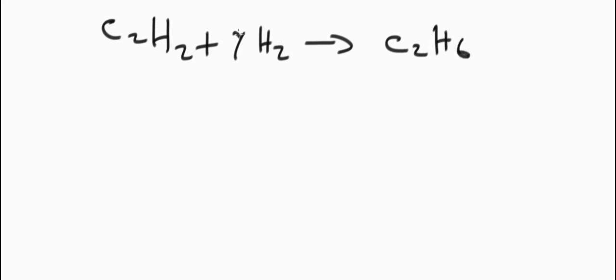So we have to balance the chemical equation. To balance this, we have 2 atoms of carbon here, we have 2 atoms of carbon here, so carbon is balanced. We have 4 atoms of hydrogen, these 2 plus these 2 here, that's 4. We have 6 here, it's not balanced. So to balance this hydrogen, we are going to replace this y here with 2.